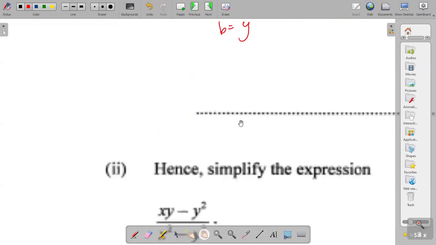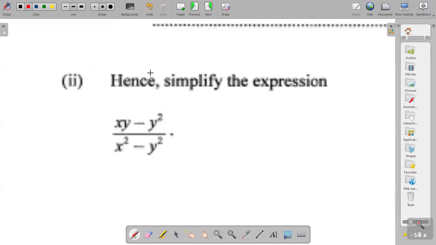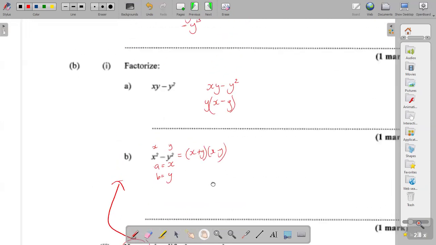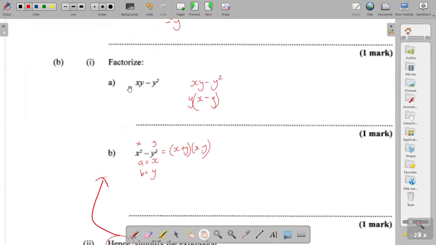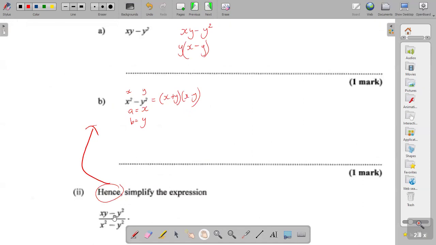Yep. Moving on. People, when you see the word hence, the first thing you should do is go back and look at how the questions you just answered could help you answer this one. You understand what I'm saying? If they say therefore, simplify, or hence, simplify, it means you have to go back up and compare how they're related. The first question is the top part. The second question is the second part.